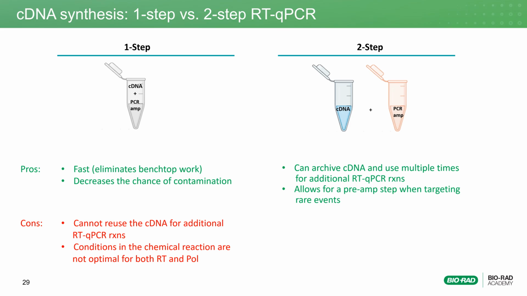Also, if a scientist is interested in targeting a gene product that is especially rare in the RNA extract, a pre-amplification step can be performed with the cDNA yield from a two-step reaction to increase the target frequency before continuing on to the PCR amplification step. Some drawbacks to the two-step process include slower times to results and more pipetting steps, which can increase the chance of contamination within the sample.